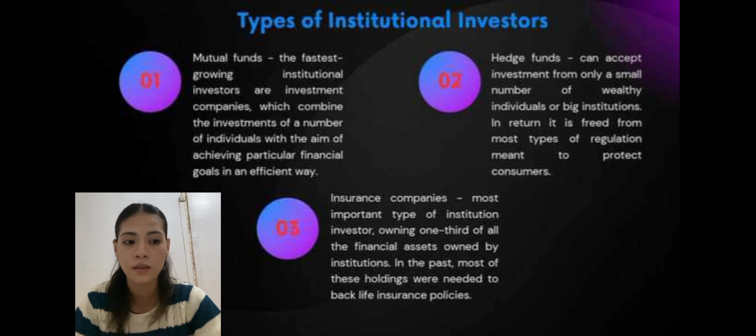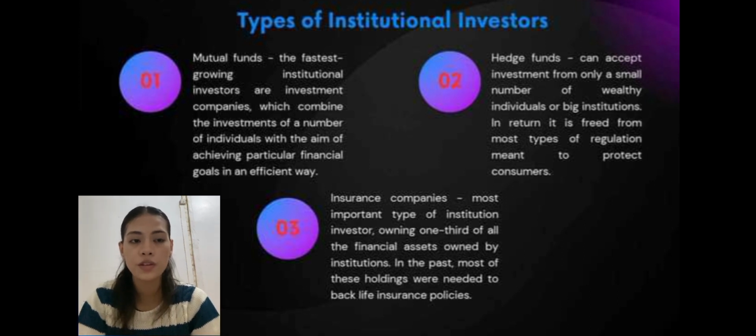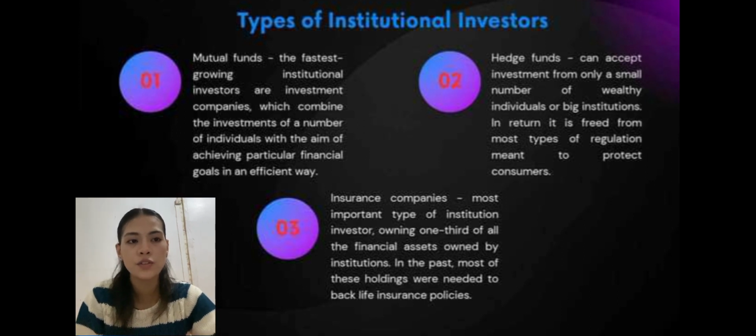Third are insurance companies, the most important type of institutional investor, owning 1/3 of all the financial assets owned by institutions. In the past, most of these holdings were needed to back life insurance policies. These are financial intermediaries which offer direct insurance or reinsurance services, providing financial protection from possible hazards in the future.